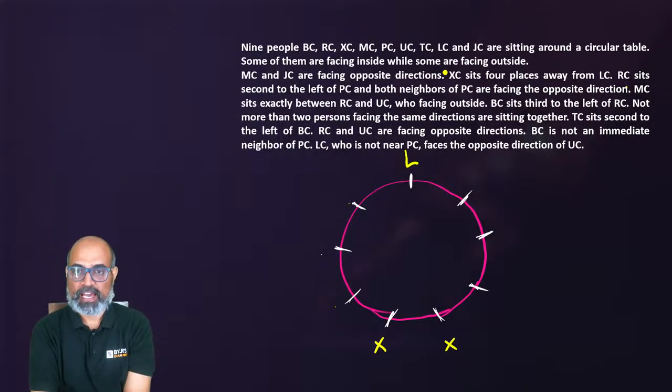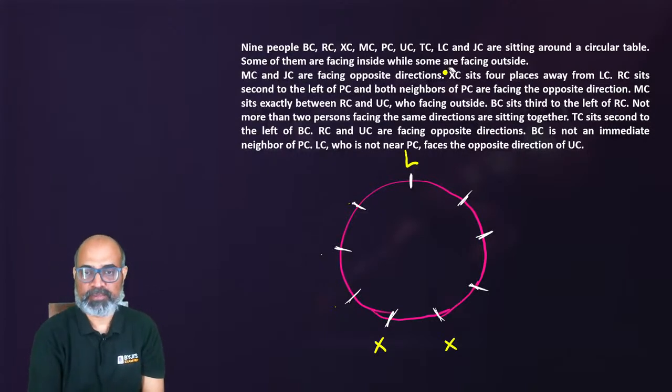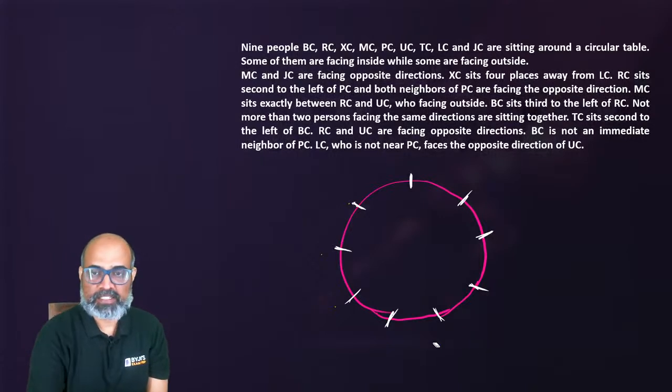Next, do we have any more L or X written over here? Right. L is not near P, so P will take the other places. Do we have X anywhere? No. So this is not the right statement to begin with. Let's pick the next statement.